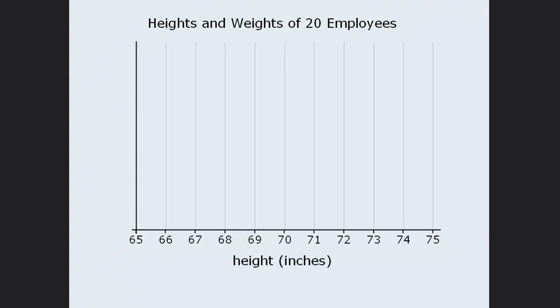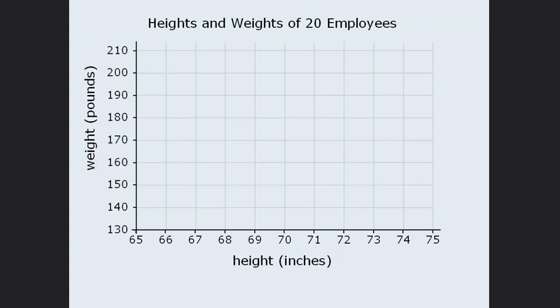Here we'll label one axis with a range of possible heights, and we'll label the other axis with a range of possible weights. Once we collect the information about the heights and weights of all 20 employees, we can display it on our scatter plot. Here each dot represents a particular employee. Let's take a closer look at this employee.